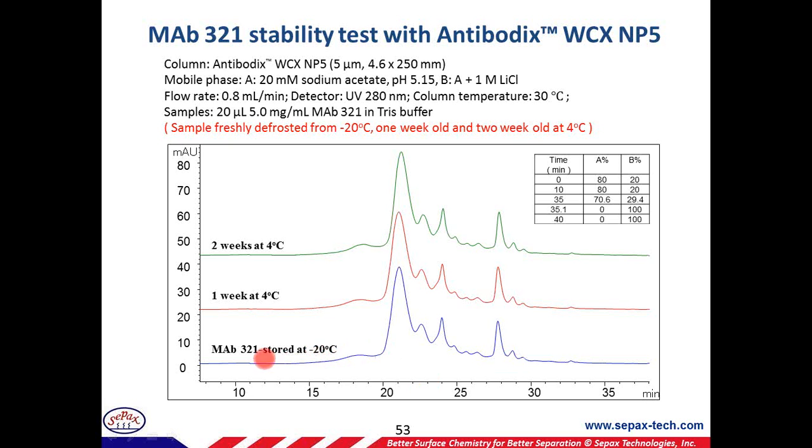This is the overlay of freshly defrosted sample and 1 week and 2 week. As you can see, all these mAbs are coming out showing very identical variant peaks. So this mAb is very stable for 2 weeks at 4 degrees. A lot of mAbs are stable at 4 degrees for a long time.